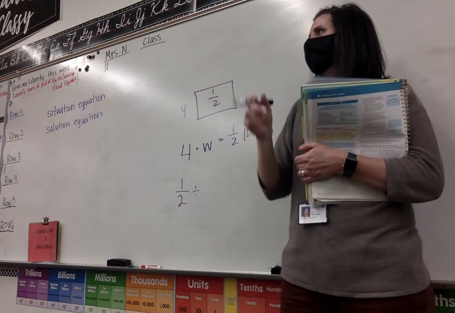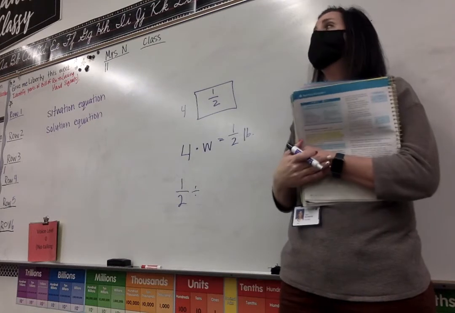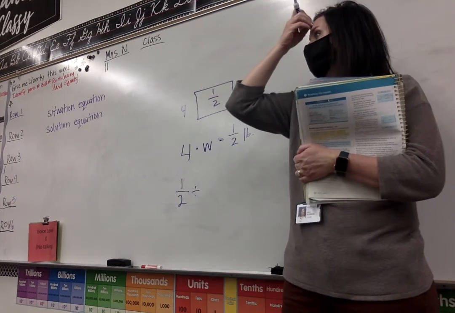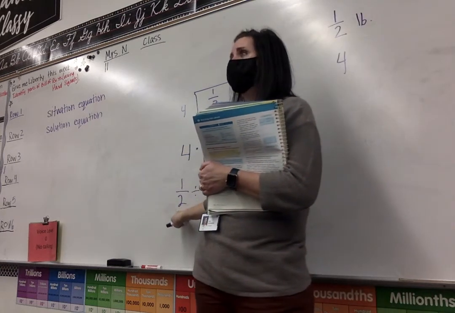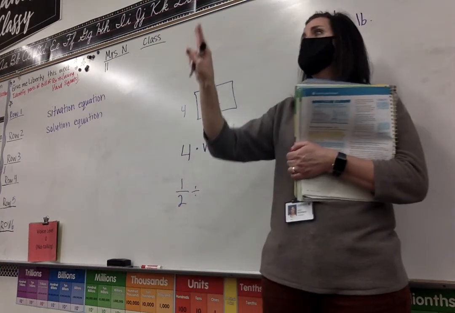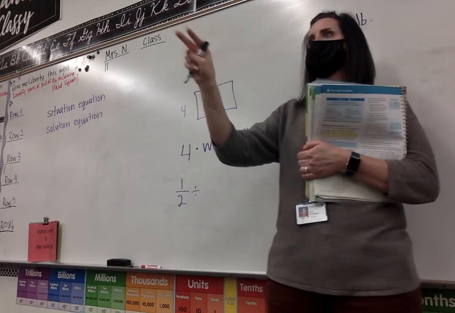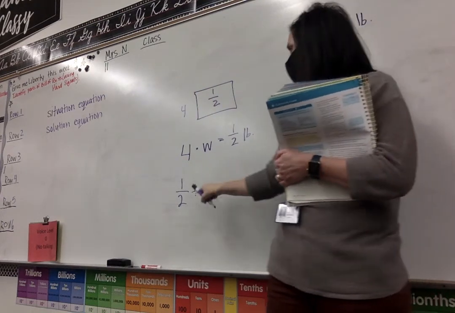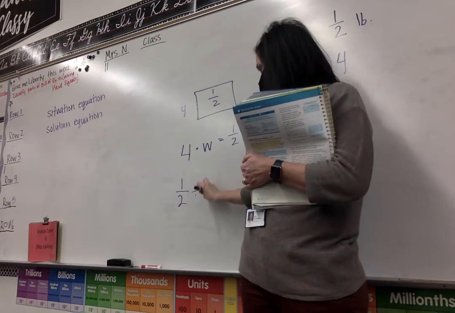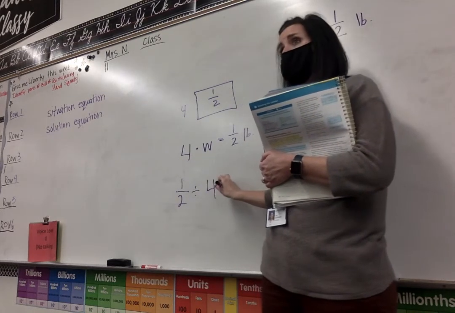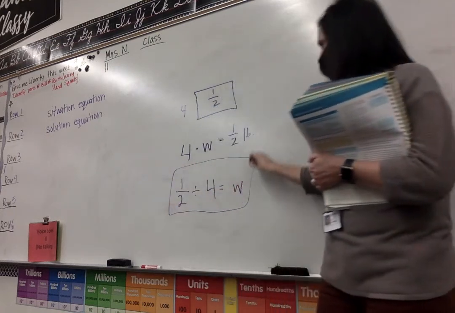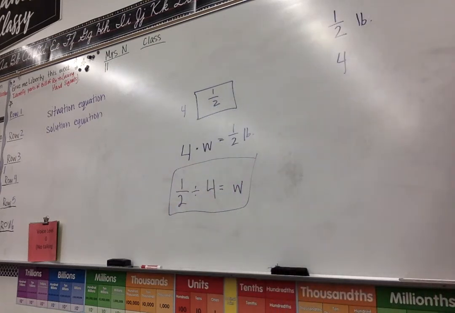Close, but wait, hold on. Let me see. Nope, start with a half on your first equation. You have to start with half. Half's the total. Switch the half and the 4 in your equation, Alexa. We're starting with a half. Okay, there we go. A half divided by 4 will give me the weight of each. This is the equation that I'm looking for. A half divided by 4.